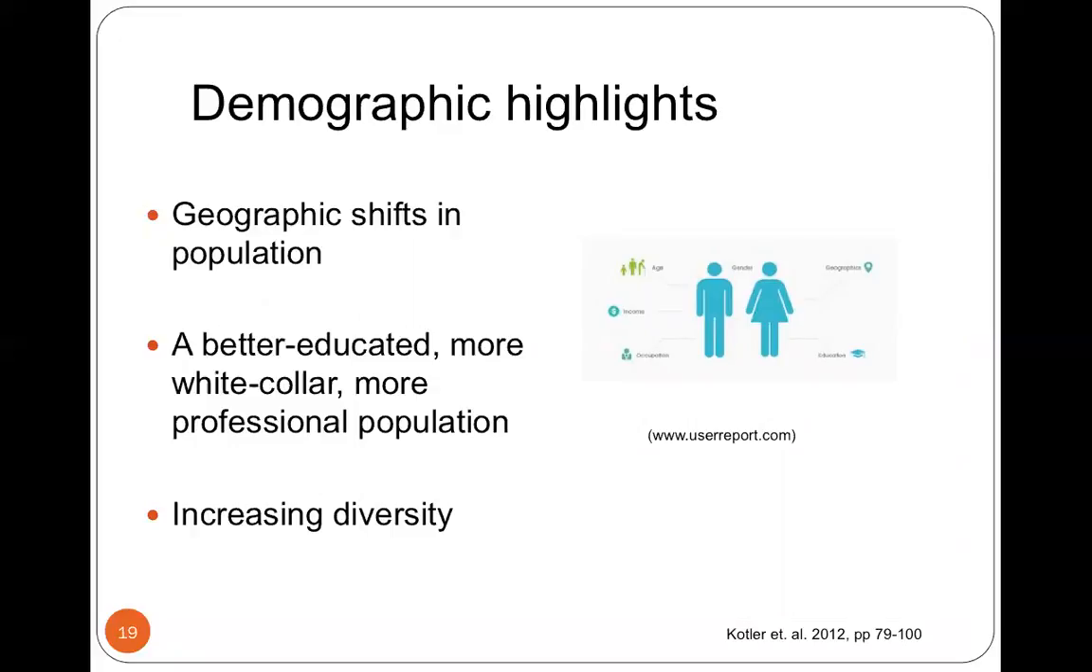The first one is the geographic shift in population. We know that people move around, okay? A better educated, more white collar, more professional population. Now that has implication to marketing practice, okay? If you have more educated customers, a better educated customer group or white collar, then we may have more demanding customers, right?